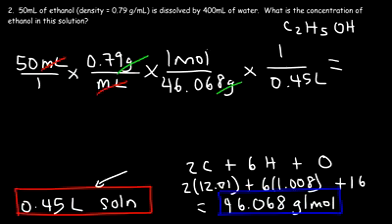So once you have these 2 units, moles divided by liters, you now have the molarity of the solution. So it's 50 times 0.79 divided by 46.068, and then take that result divided by 0.45. So the concentration is 1.905. So that's the molarity of the solution.